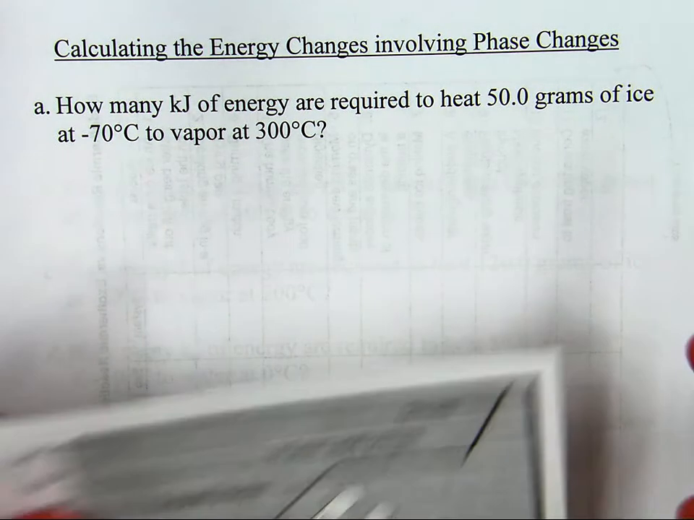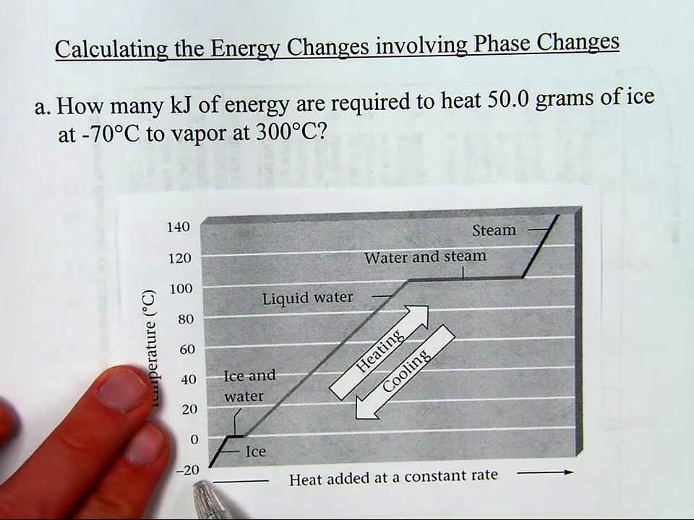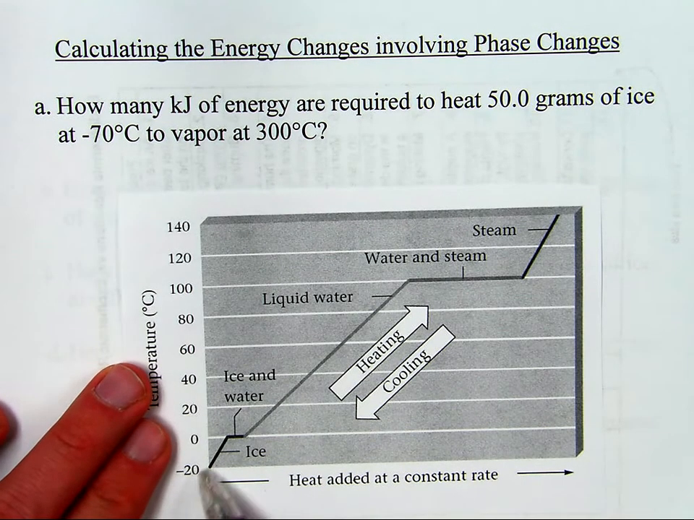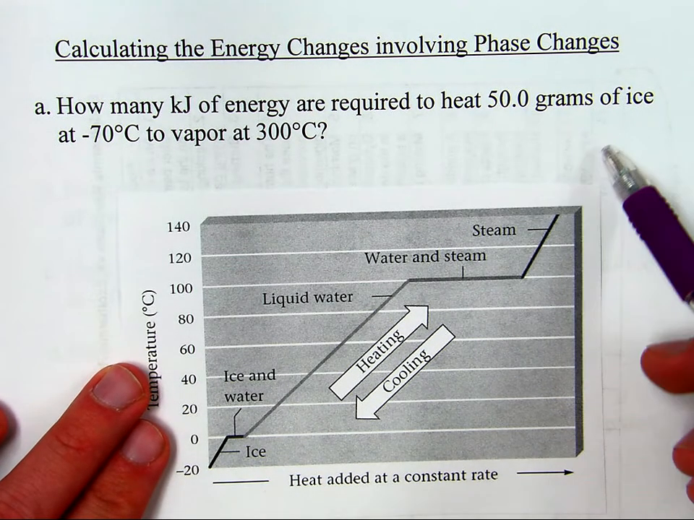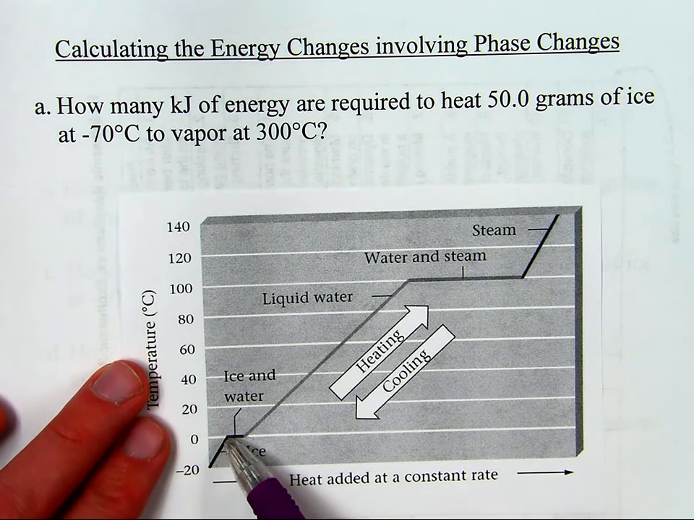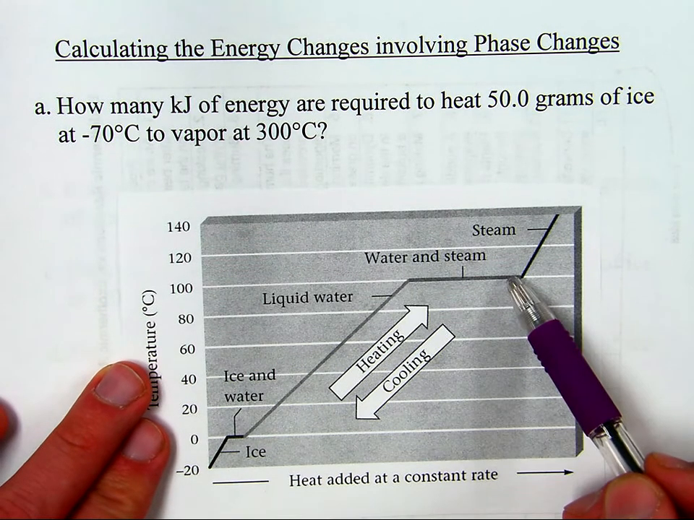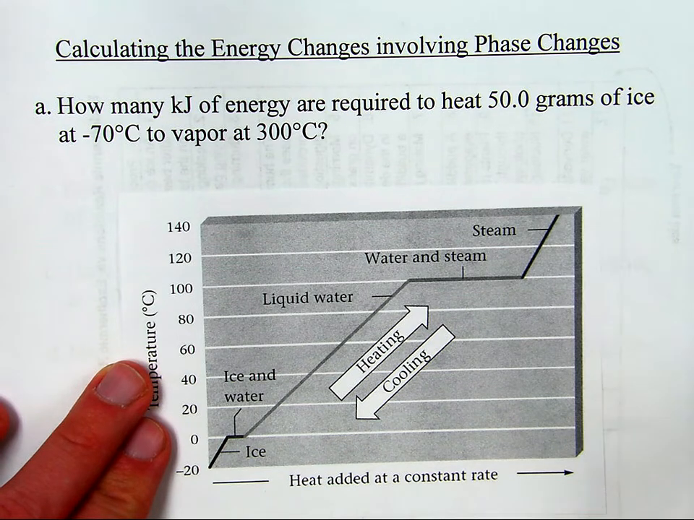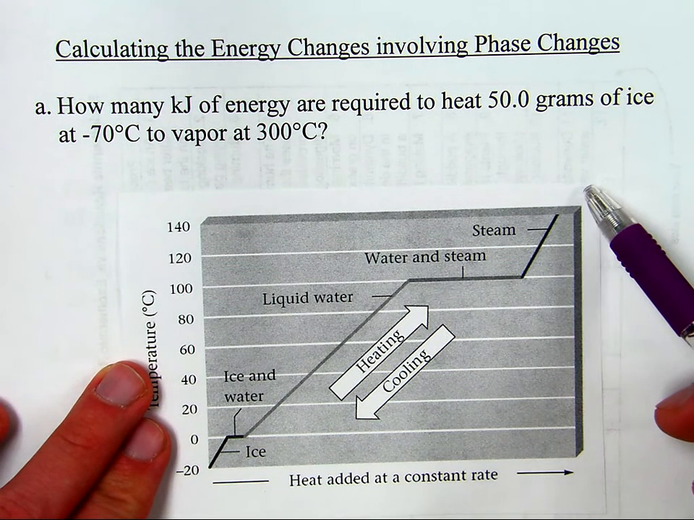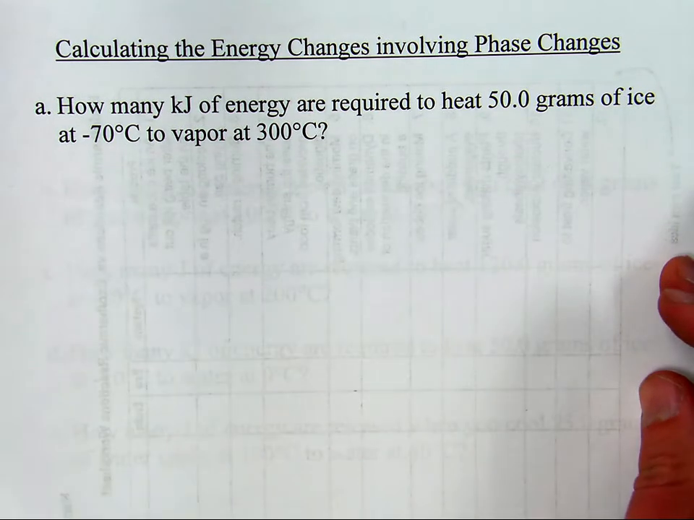Okay, so once again, let's look at this. This is saying you're starting with ice at negative 70 and you want to get to vapor all the way up here off the chart at 300 somewhere. That means you're going to have to warm the ice, melt the ice, warm the water, vaporize the water, and then warm the steam. Or should I say vapor? 5 calculations. Add them all together. That's how it's going to be. Here we go.